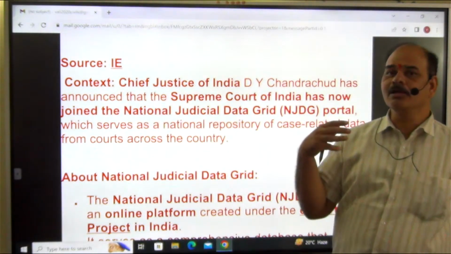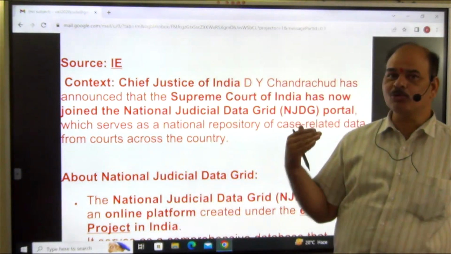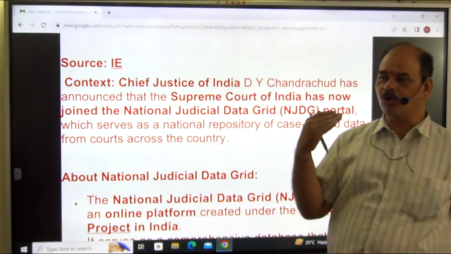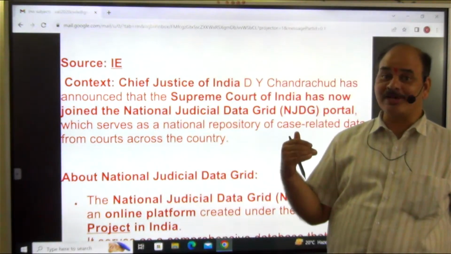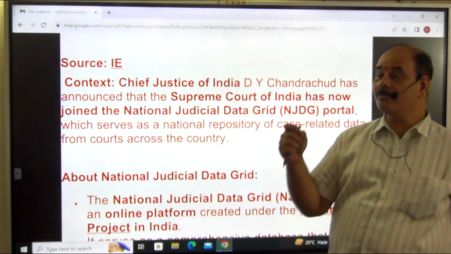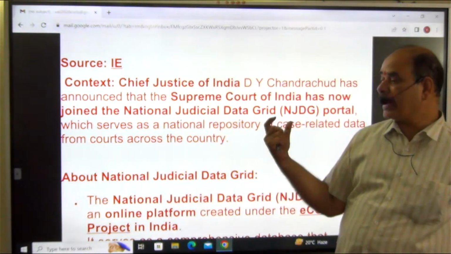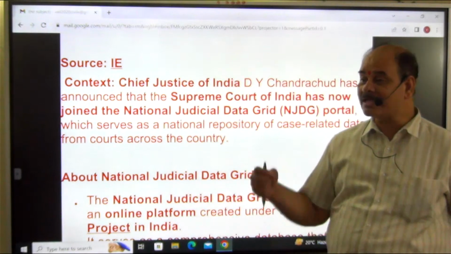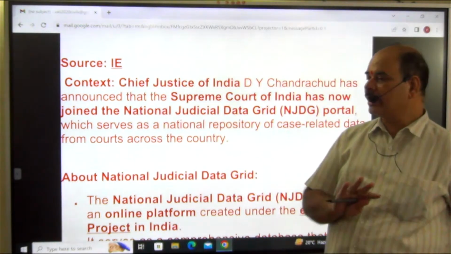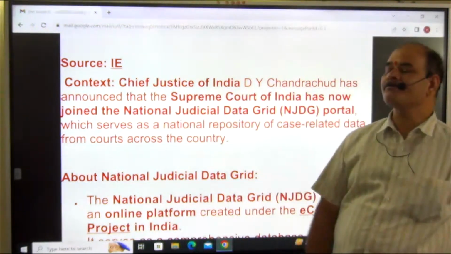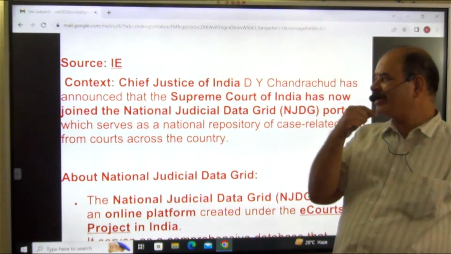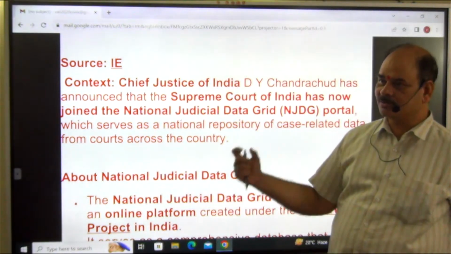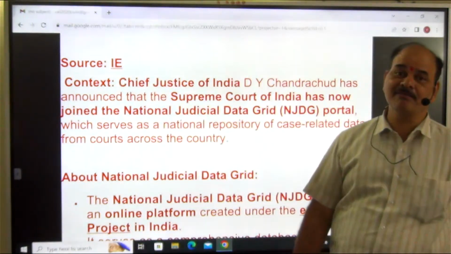Earlier, if you wanted to provide any information from the lower court to the top court when going for an appeal, you were forced to take the certified copy, and a minimum of 15 days was required to obtain it, and even the petitioner was forced to pay some amount. Now there is no need. If you just mention the case number, automatically the top court will go through the information and the judgment given by the lower court.